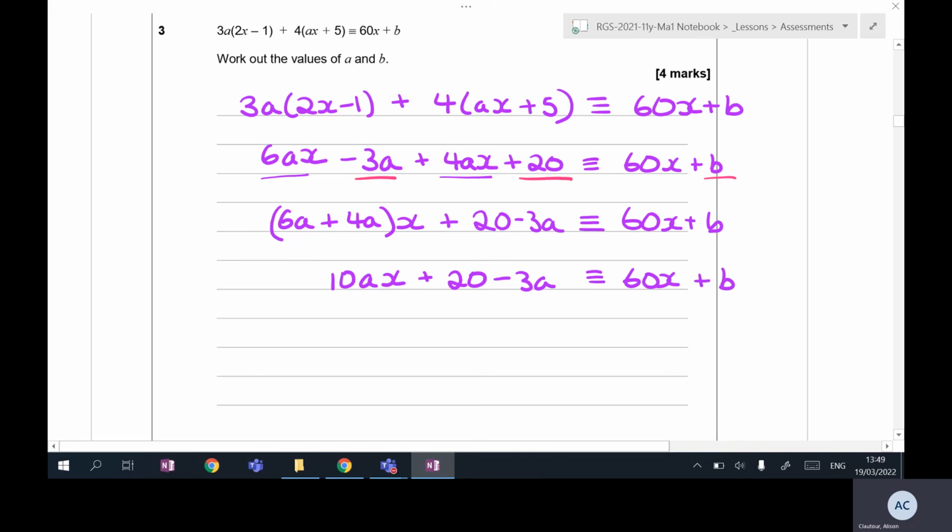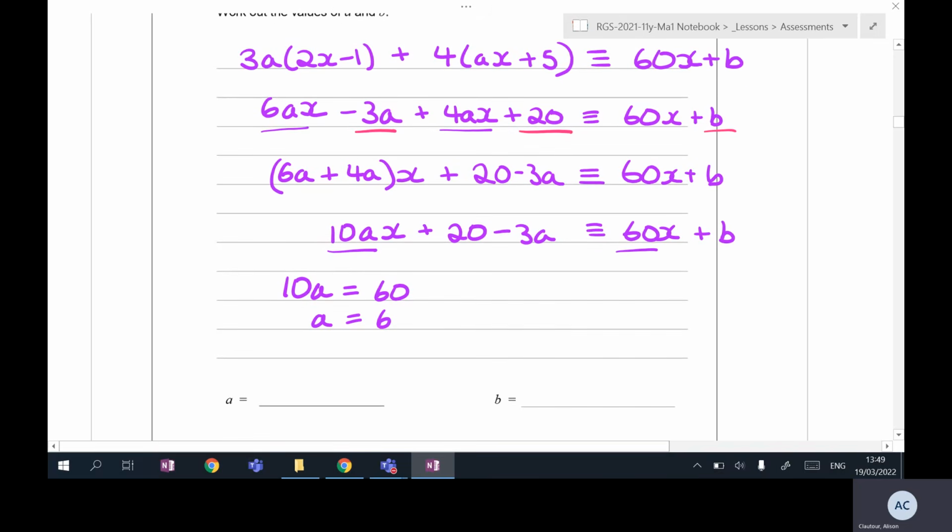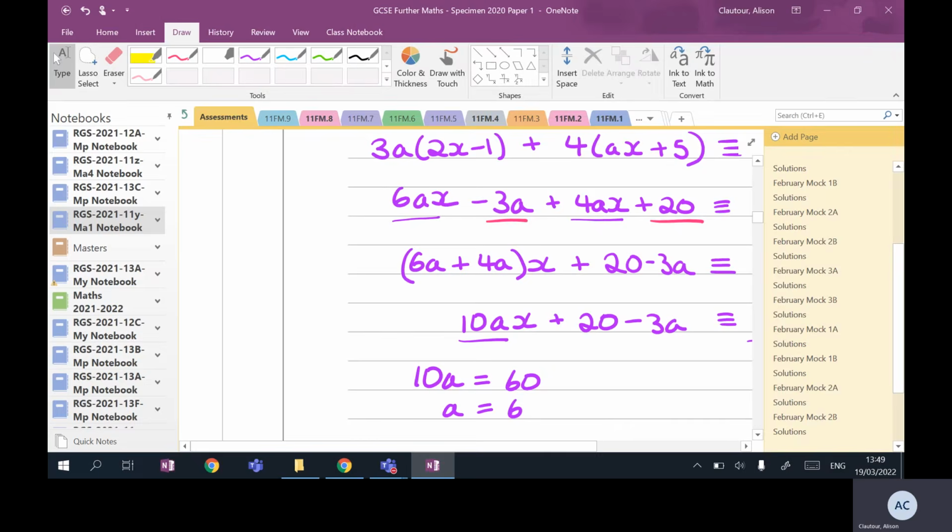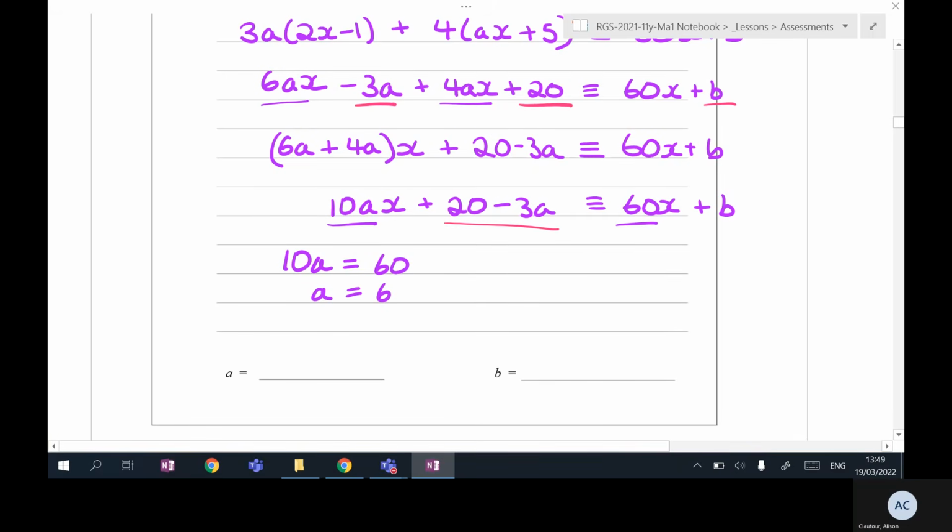So we're going to compare both sides. On one side, my coefficient of x is 10a. On the other side, it's 60. So 10a equals 60. a has got to be 6. If I do the same for my constant, I've got 20 minus 3a and b. So 20 minus 3a has got to equal b. And we've already worked out that a was 6. So I'm doing 20 take away 3 lots of a, which is 18. So b ends up as being 2.